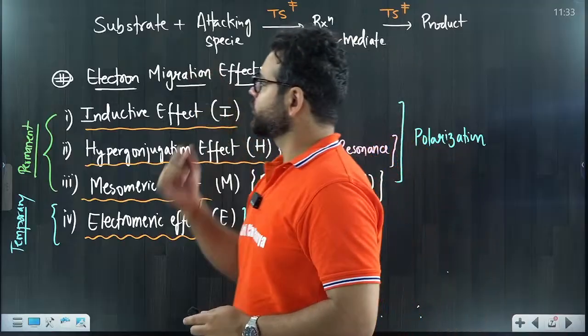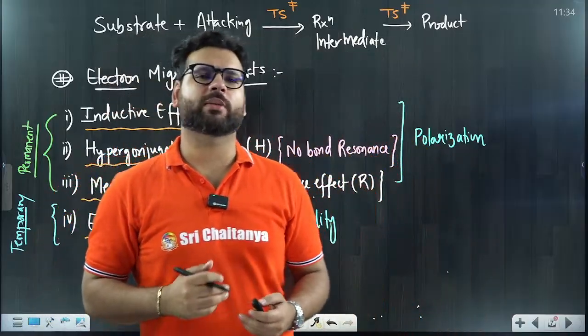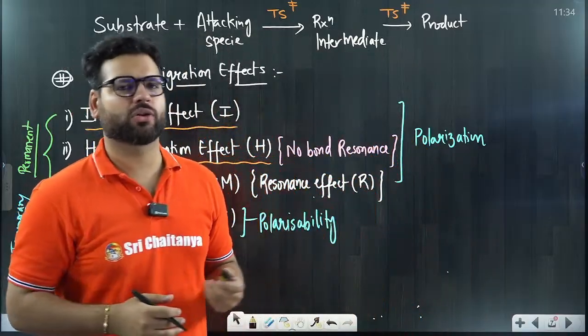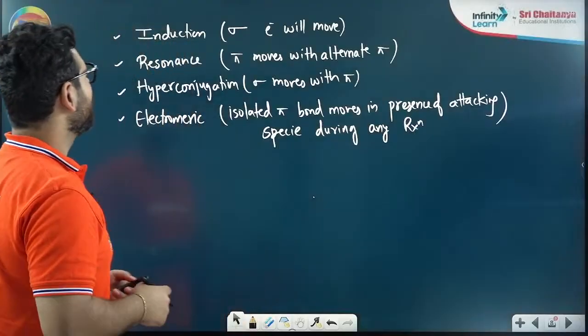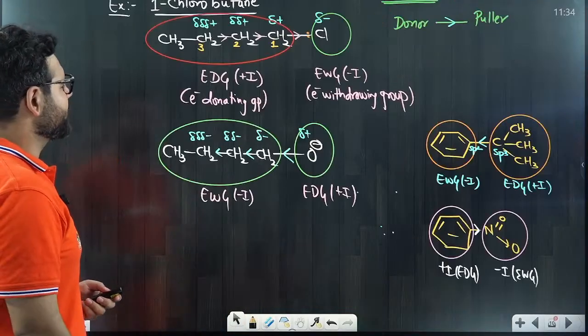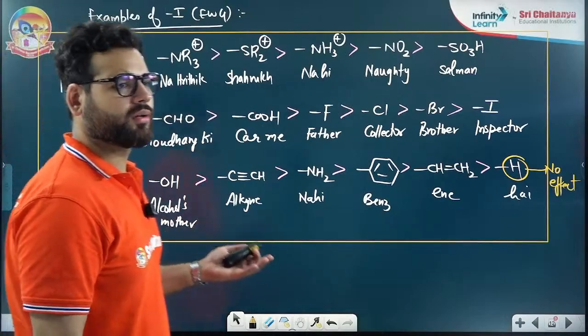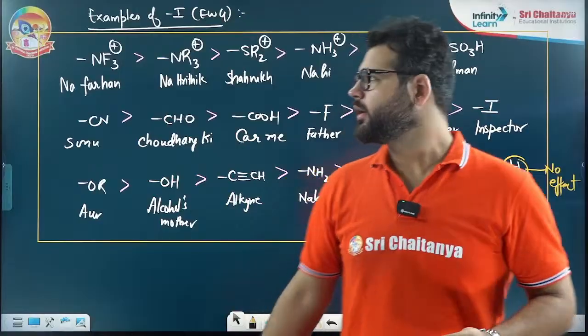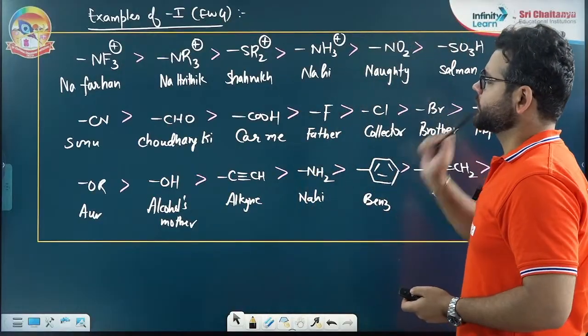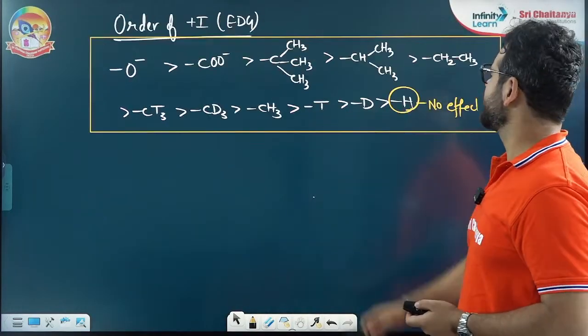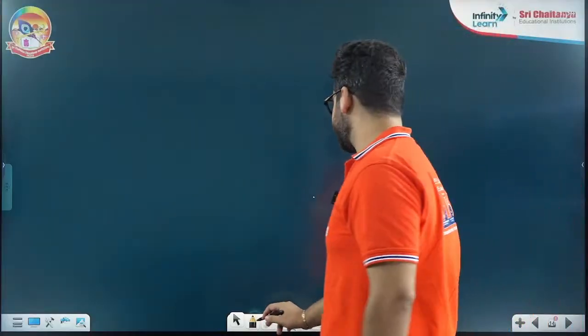Plus I minus I also I discussed with you, that how many groups are plus I, how many groups are minus I, which all groups are those. Then we learned the order of plus I minus I, which was done by small mnemonic, which we have done here. So minus I, this was the order. Plus I, this was the order. Okay. We'll see 4 or 5 simple applications of inductive effect. Then we'll move on towards the next effect.